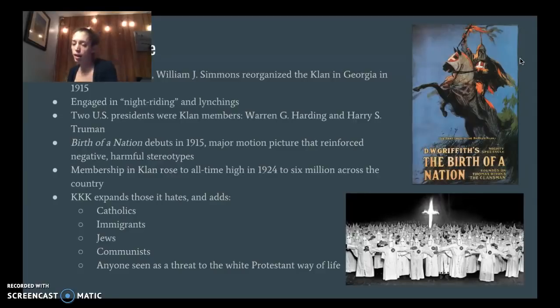But the KKK at that time didn't only limit itself to hatred of African Americans. It also added Catholics. It added immigrants. It added Jews, communists, or anybody who could be seen as a threat to the white Protestant way of life.